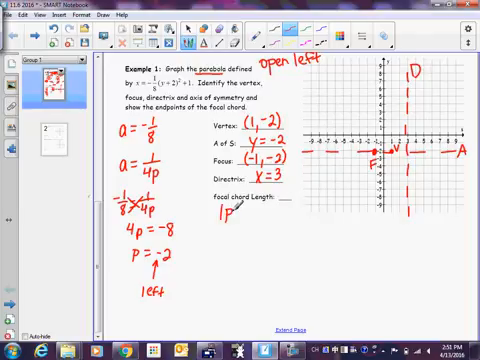That's always the absolute value of 4p. So see how p was -2? So what's the focal chord length in this problem? 4 times -2 would be -8, but you take the absolute value and you get +8. So this is how we're going to read this problem. It's going to be 8 total. So how far should I go up and down? 4, right? I want a total of 8.